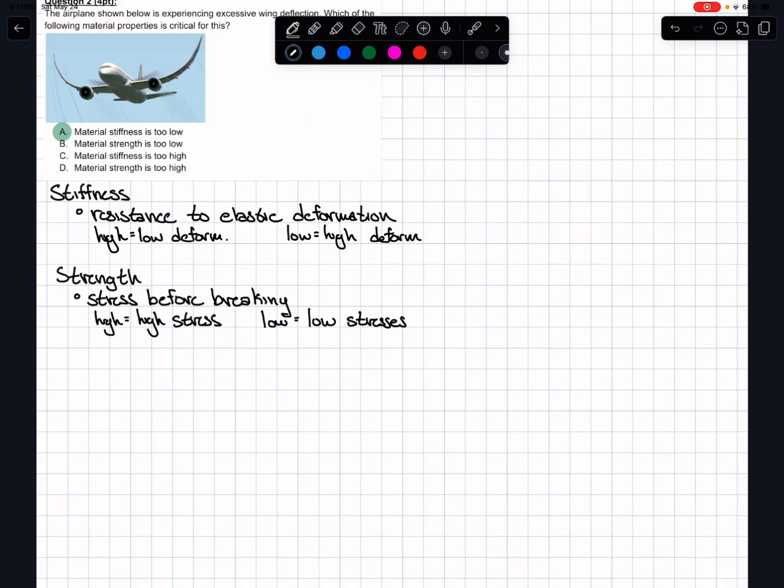We see that the wings are not breaking, but instead deforming intensely, elastically, so that would mean this is an issue of low material stiffness.